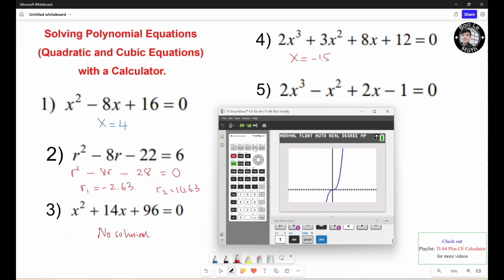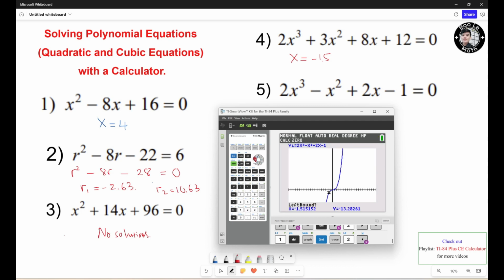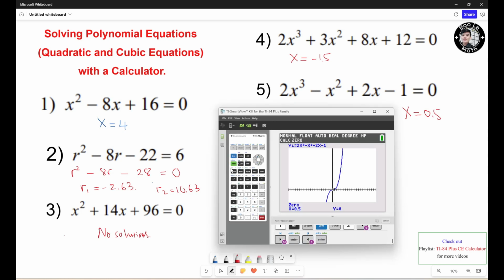You hit second trace, number 2. Go to the left of 0, hit enter. Go to the right of 0, hit enter. Go to the middle, hit enter. The only solution is going to be s equals 0.5. Now we use the second method to check our work.